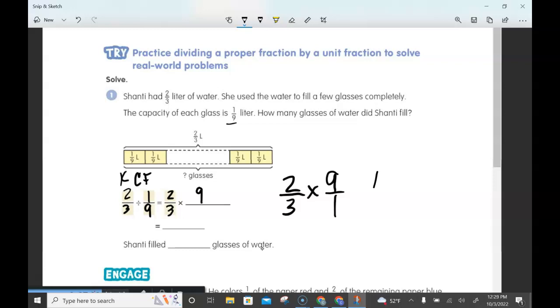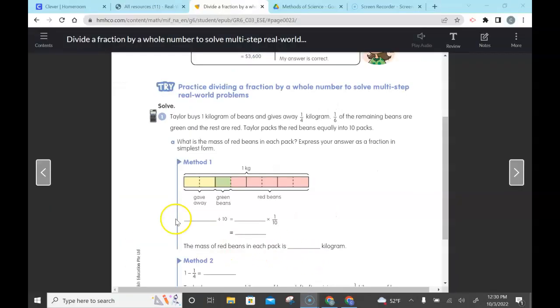So we have 2 times 9 is 18. 3 times 1 is 3. Okay, we know 3 can go into 18 6 times. That's going to give us 6. So we have our answer is 6 here. So we can see then that Shanti filled 6 glasses of water. So 2/3 divided by 1/9 is 6.